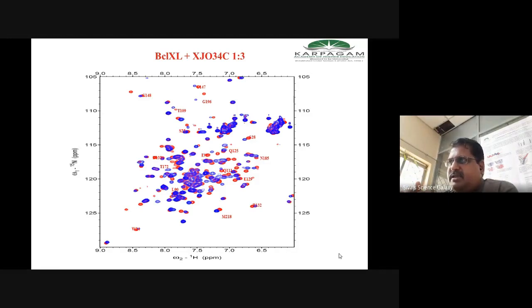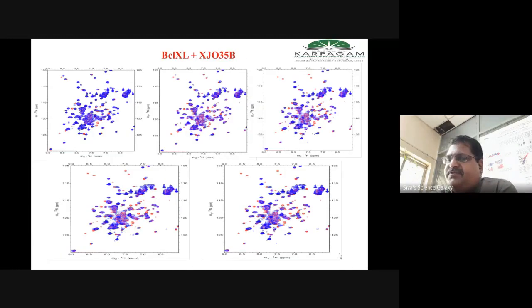A very important thing is that all residues are present. Only a set of residues shows chemical shift perturbation. So when you have all the residues present as well as a set of perturbations, we can get the idea that the ligand is probably interacting with the protein. Okay. Now let's see what happens with 35.